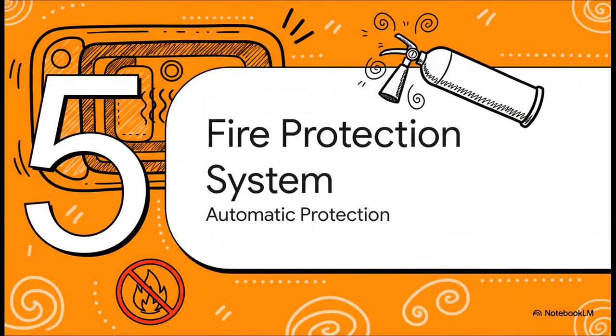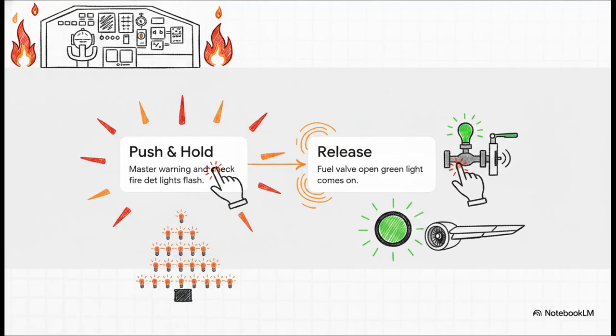Section 5. The Automatic Fire Protection System. Since the APU sits in its own separate compartment outside the pressurized fuselage, it relies on a dedicated, fully automatic detection and extinguishing system. It monitors the hot section and exhaust using a loop sensor.